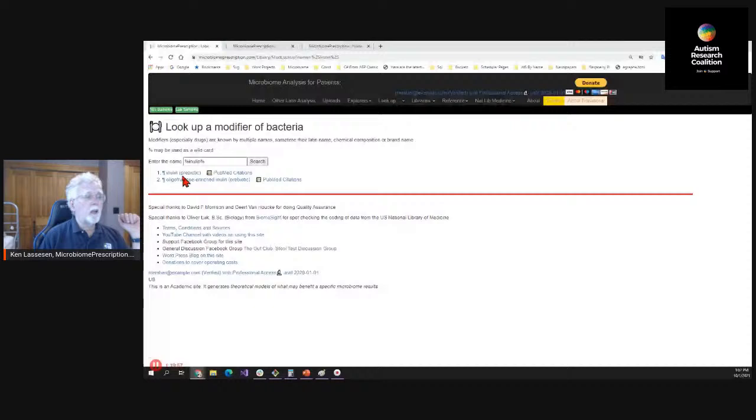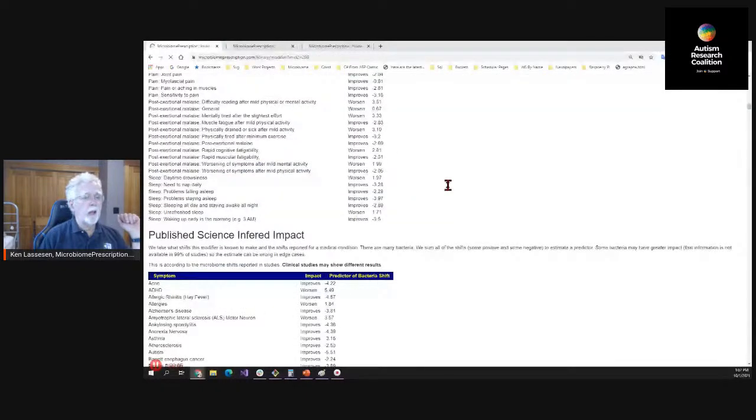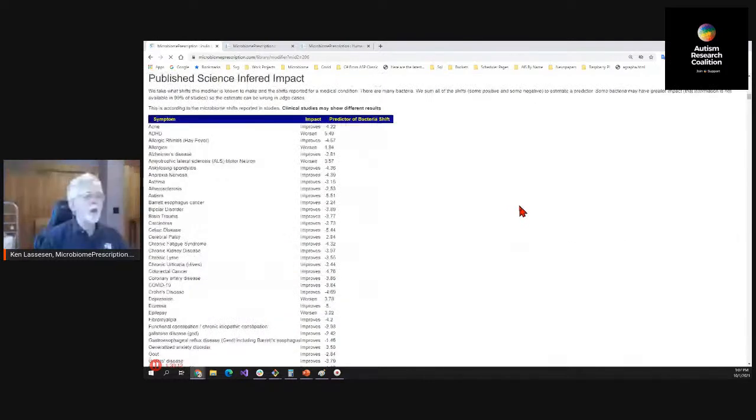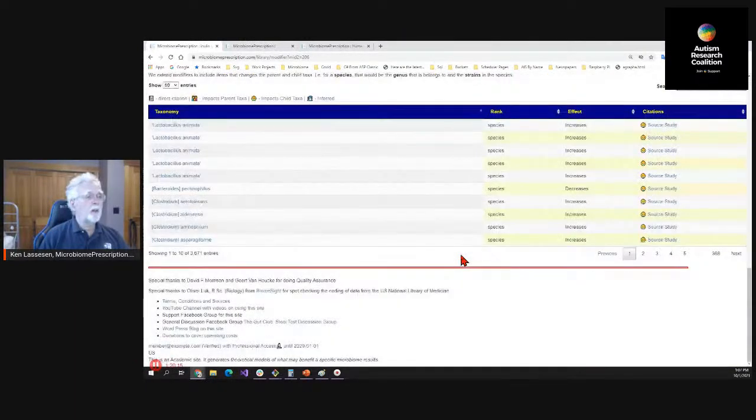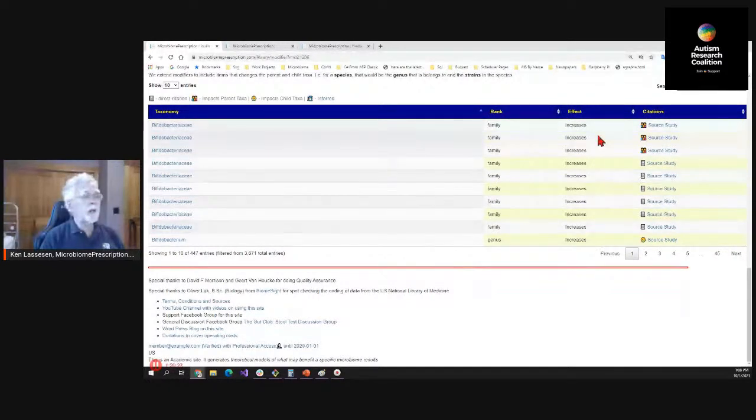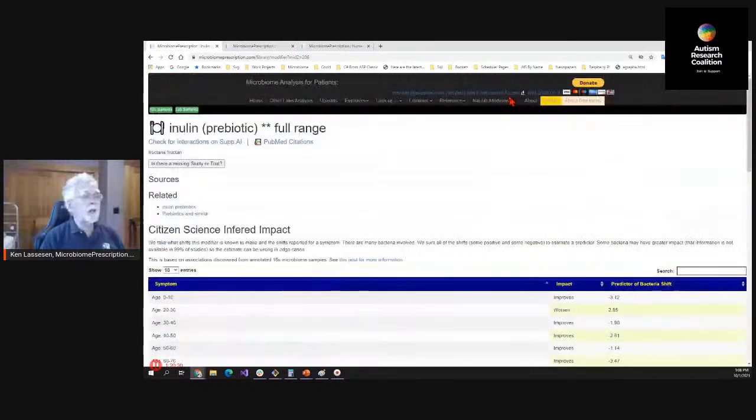And it gives estimates from the database we have of whether things will make you better or worse. It shows symptoms, relationships, medical conditions, and down the bottom, bacteria. Notice we have a search bar. If we type in bifidobacteria, it will show what the impact is, whether it increases or decreases it. So you get lots of information there.